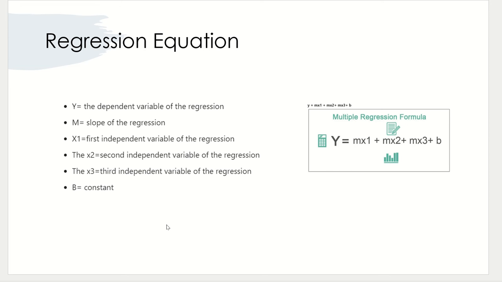Y stands for the dependent variable of the regression. M is the slope of the regression, and x1, x2, x3 represent the independent variables, depending on how many you have for your multiple regression, and B is the constant, basically where the line crosses Y.